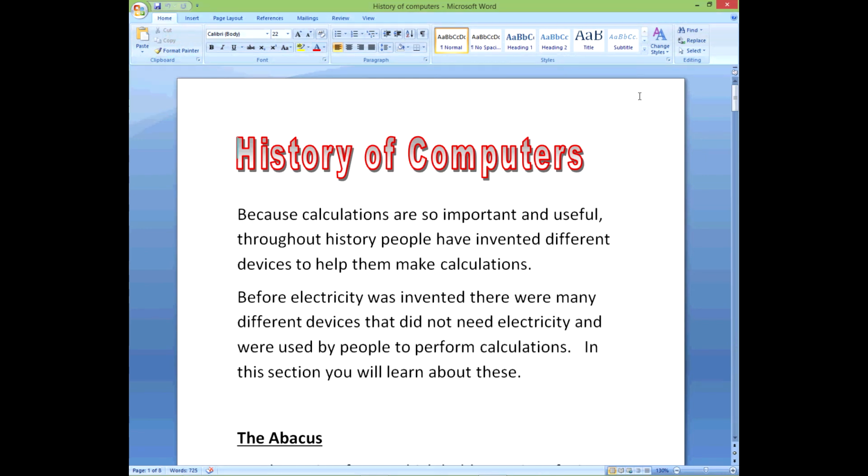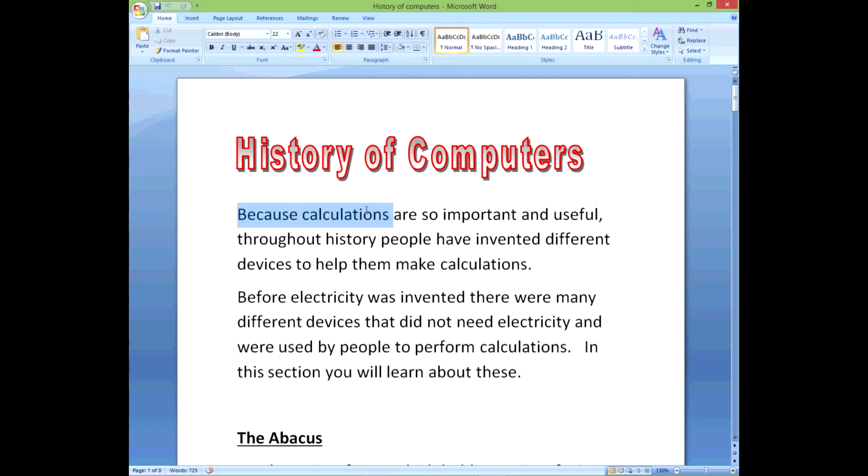Today we'll be looking at the history of computers. Please bear in mind, even though they are called computers, these devices did not use electricity. They were what we call mechanical or manual machines, meaning someone had to be cranking it, turning a lever in order to get it to work. Alright, so let's go.